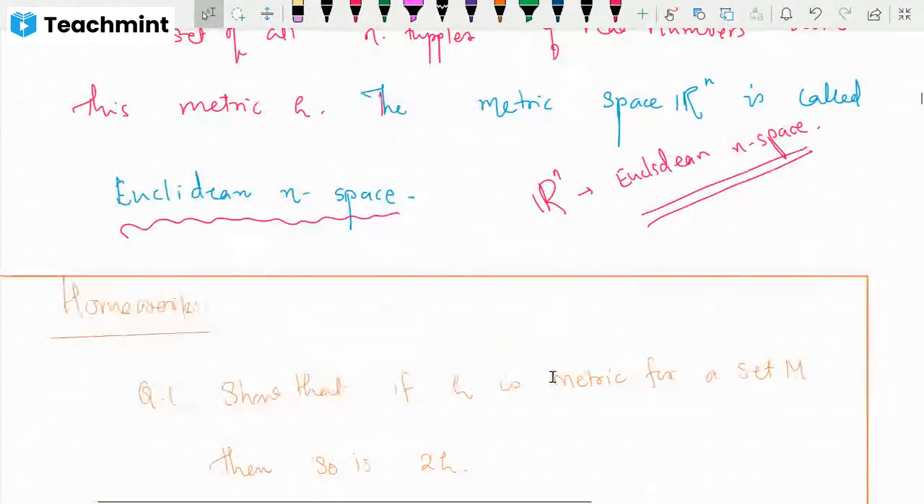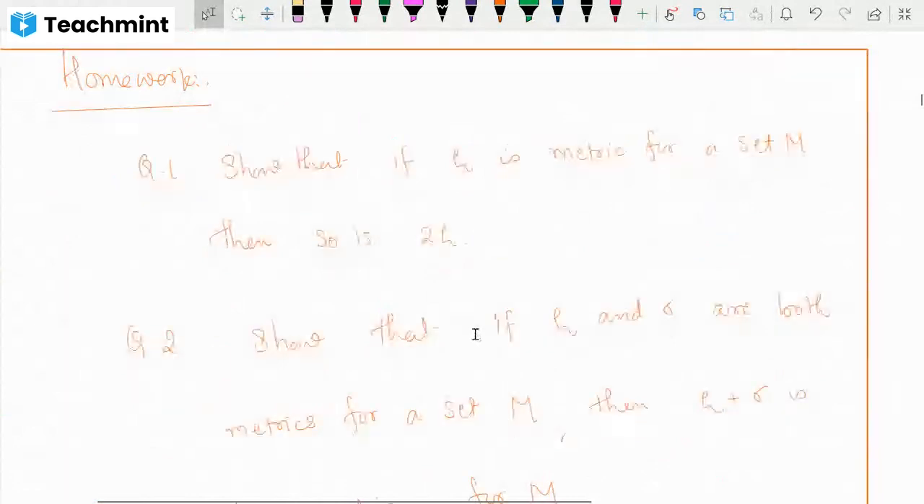This part we have already seen in the previous lecture. So you can do some homework on this part. Up till now we have seen the definition of metric, then metric space, and some examples of metrics. Using this, you can directly solve these examples. Let us do it at home. The first question is: show that if rho is a metric for set M, then 2 times rho also forms a metric for M.